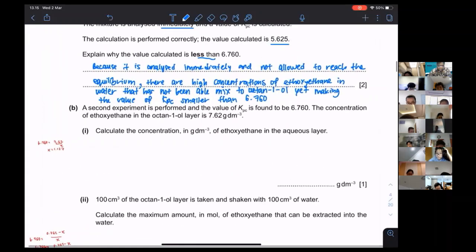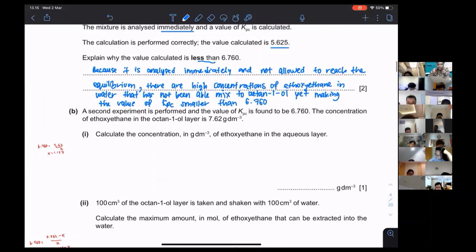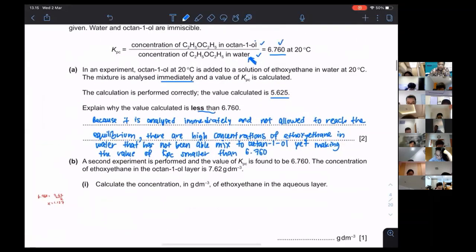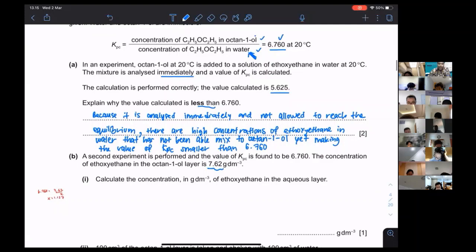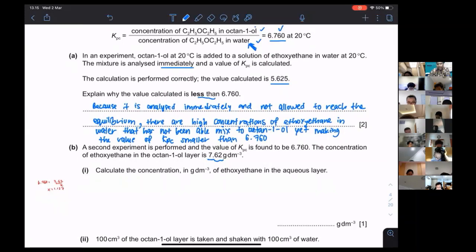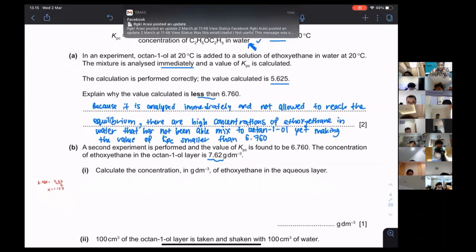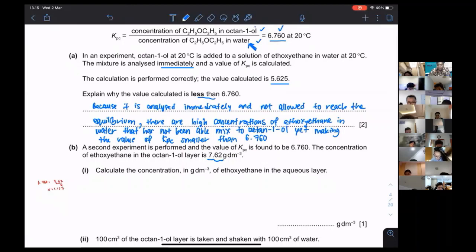Now, a second experiment, this is the experiment that they did correctly. They performed the experiment, and the value of KPC found is 6.760, which they managed to get. It means they reached equilibrium. The concentration of ethoxyethane in the octane 1-ol layer is 7.62 gram per dm cube. So they say this is going to be the concentration.